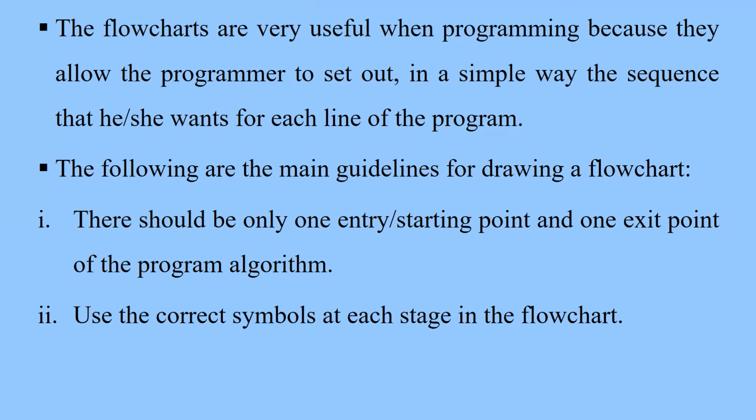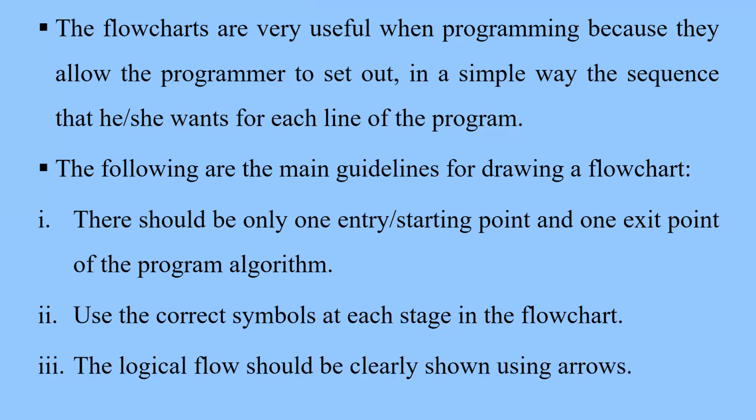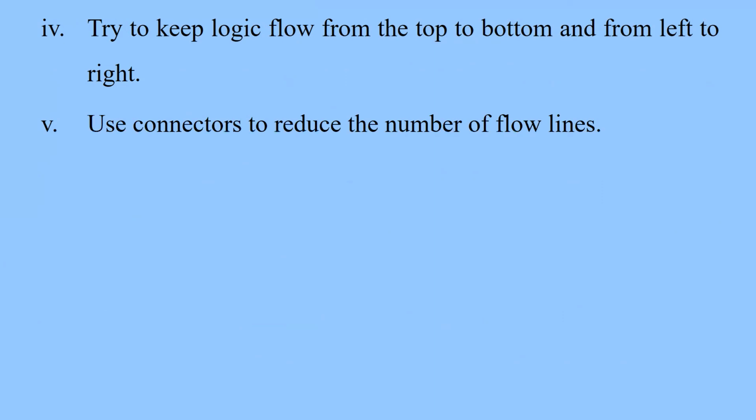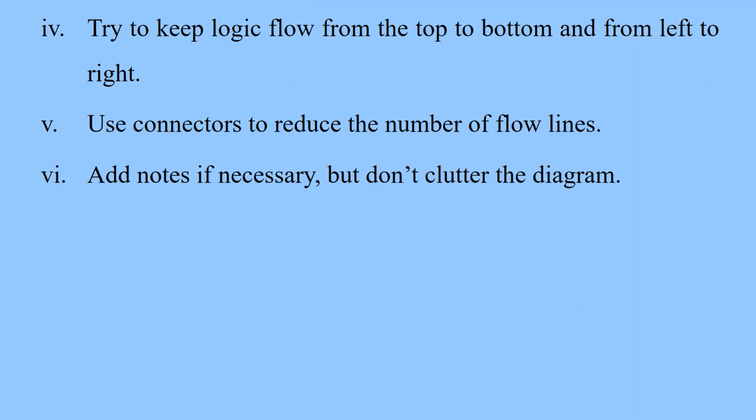Number two, use the correct symbols at each stage in the flowchart because each symbol illustrates a specific type of operation. Number three, the logical flow should be clearly shown using arrows. Number four, try to keep logic flow from the top to bottom and from right to left. Don't have lines crisscrossing all over. Don't have arrows passing over each other. Then use connectors to reduce the number of flow lines. The next rule is that always add notes if necessary, but don't clutter the diagram.